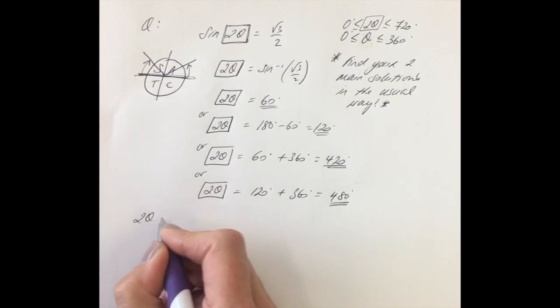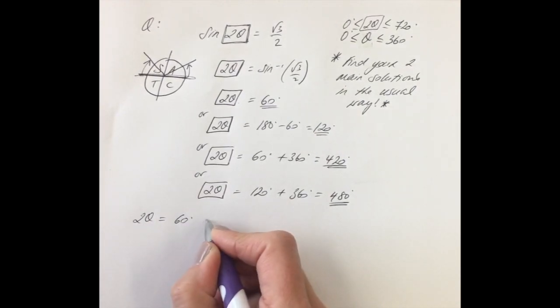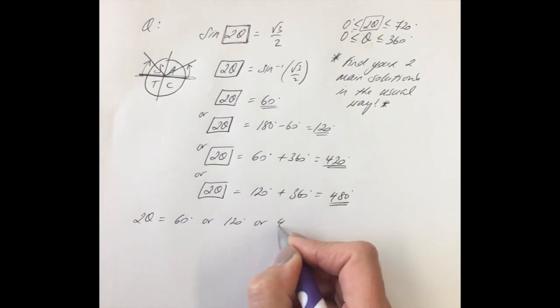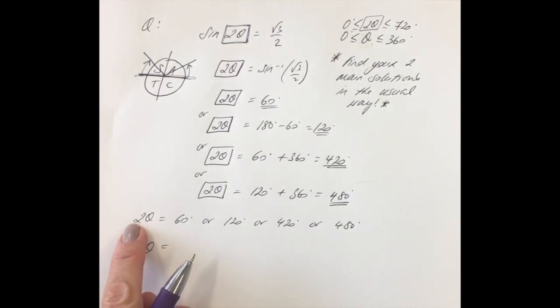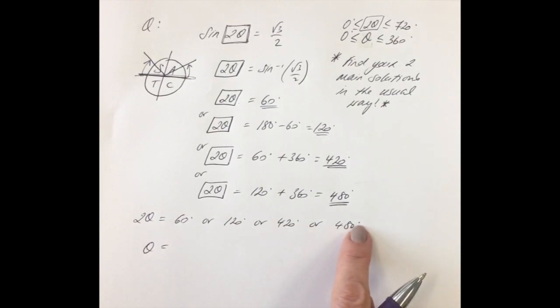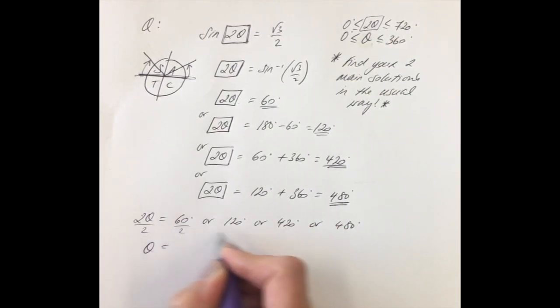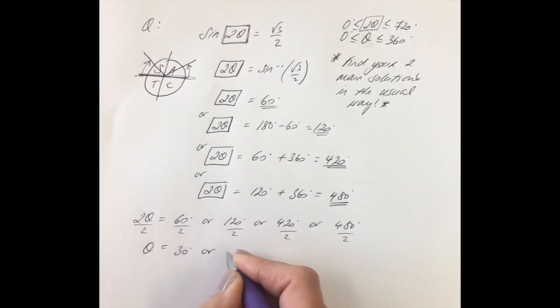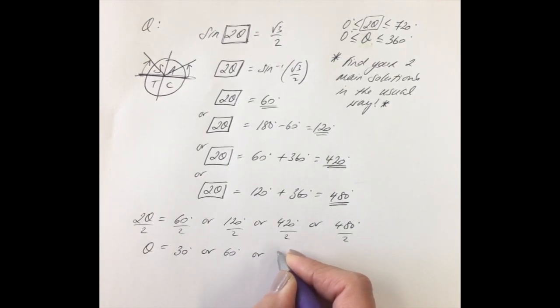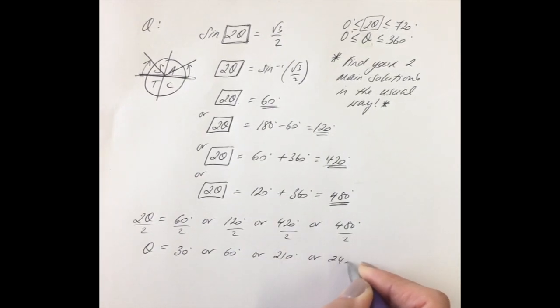So given that 2 theta is equal to 60 degrees, or 120 degrees, or 420 degrees, or 480 degrees, theta then, which is what they've actually asked me to solve for, will be equal to, well, since 2 theta is equal to all of these, to get theta on its own, I'm now going to divide everything by 2. So I'm left with 30 degrees, or 60 degrees, or 210 degrees, or 240 degrees. And that is my final set of answers.